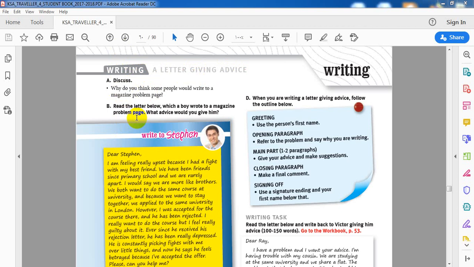Okay, in the previous lessons of writing, we explained letter writing, and we divided letters into two types. An informal letter, sometimes called a friendly or personal letter, is a letter sent to your friends, relatives, and so on. And the second type, the formal letter, sometimes called a business or official letter, is a letter sent to formal bodies.